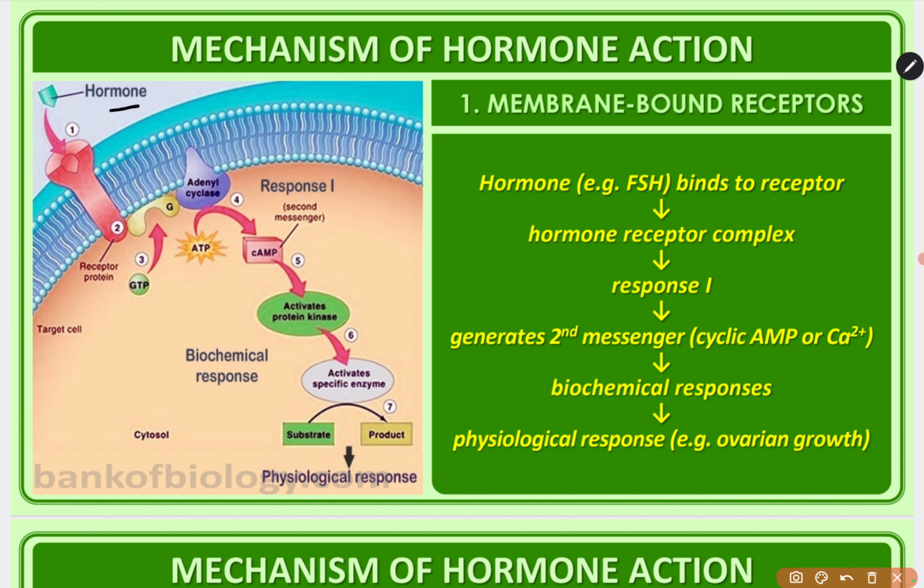Okay, it then comes to receptor protein, 2 portion. Then here you can see a particular chain works here, generates the second messenger, and then finally biochemical responses occur and then physiological responses occur.